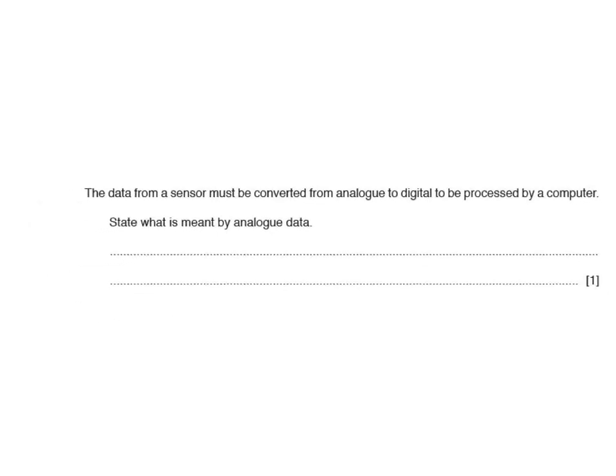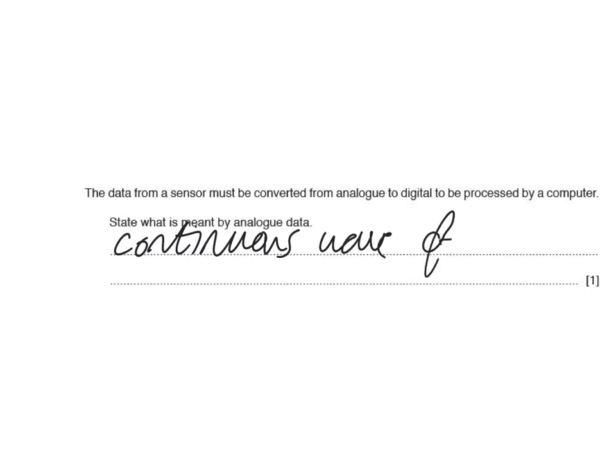Analog data, that's the good one that's coming up. So you could say it's a continuous wave. This one's good because it's not come up. Wave of, what do they call it? Non-discrete.